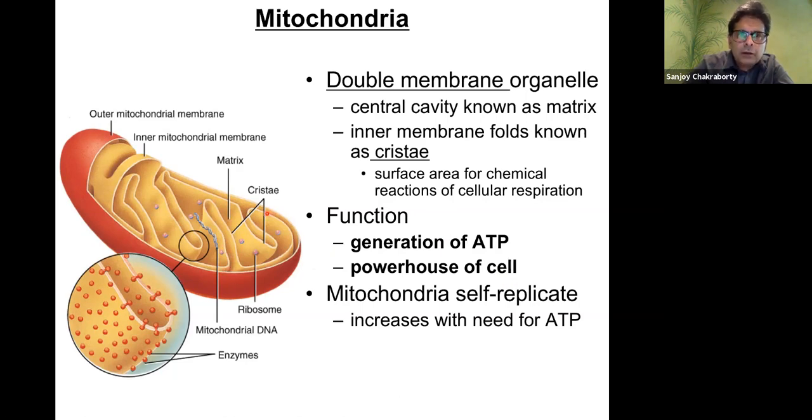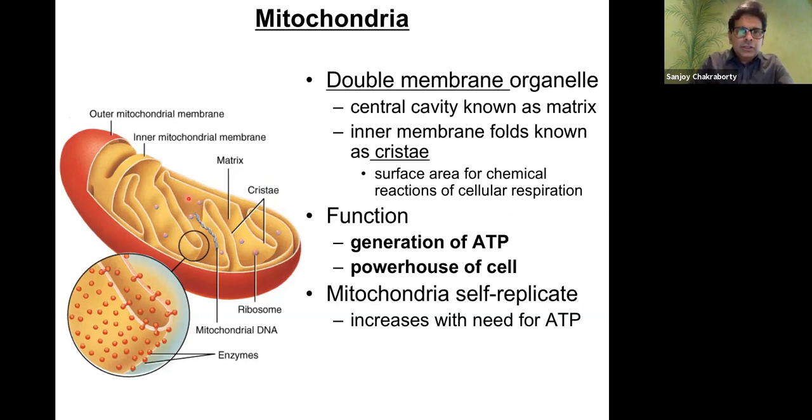Those folds are called cristae. So cristae is the internal membrane fold. And why is there a fold? Because they want to increase the surface area. Why do they want to increase the surface area? Because they can fit more enzymes for cellular respiration, which we are going to learn later on. So right now, you should know their structure, so later on, it will help you to understand its function better.